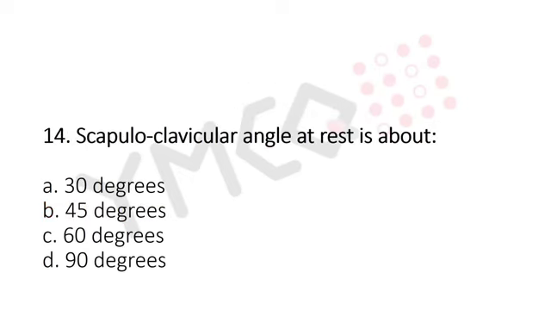Scapulo-clavicular angle at the rest is about option A, 30 degree, option B, 45 degree, option C, 60 degree, option D, 90 degree. And the answer is option C, 60 degree. Now let's move to question number 15.